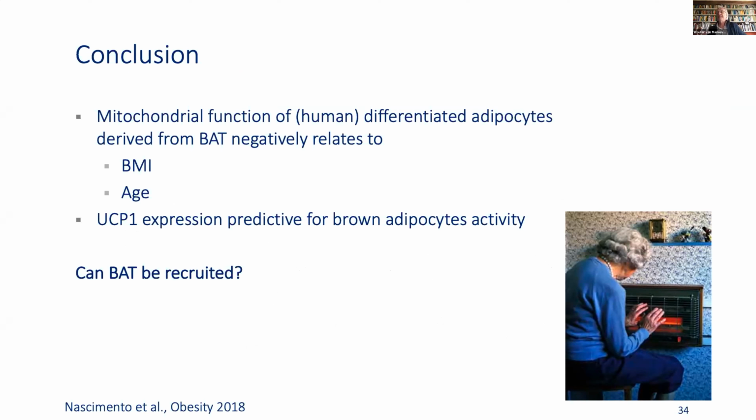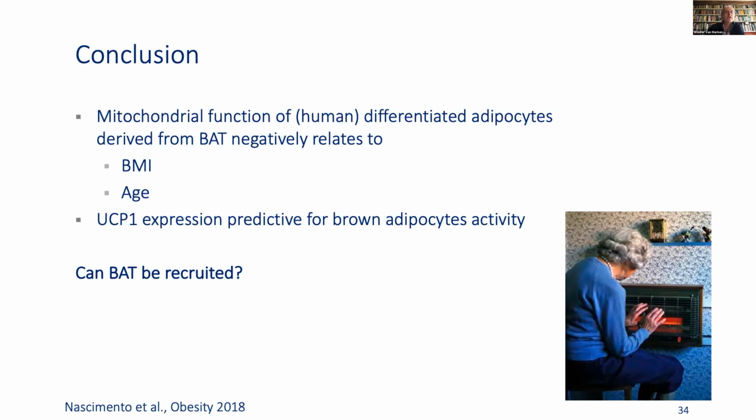But is the message now this bad? I mean, can't we do something about it? Can people who are obese, who also often have the metabolic syndrome, maybe insulin insensitivity, so maybe having diabetes, can we do something about it? In other words, can brown fat be recruited, like we know from animals?